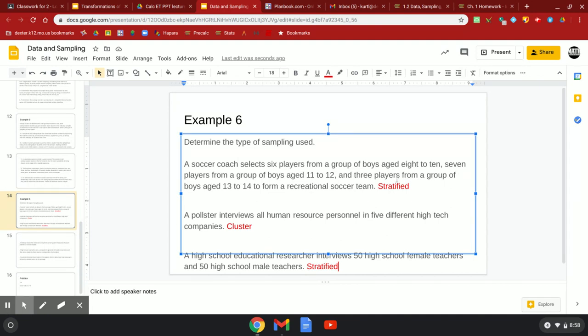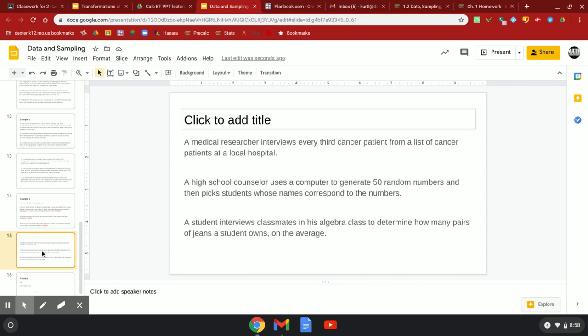All right, this is what I got on the first three. See if you match those. I got cluster on that second one. The key word there is going to be all right there. So anytime I see that all, I'm going straight to cluster. Let's try these three and then we'll call it a day.